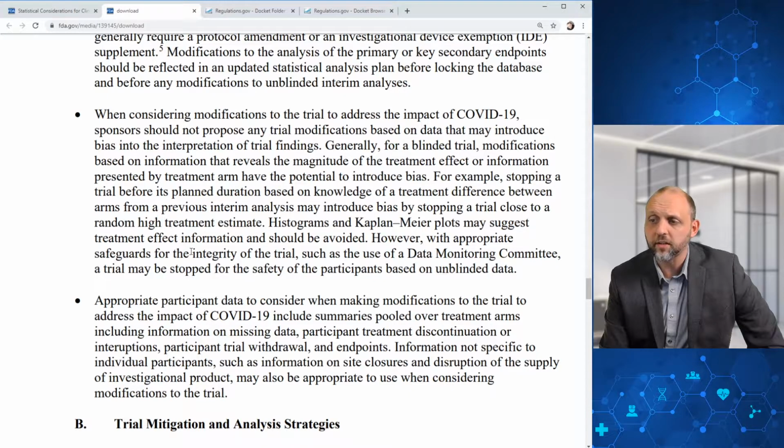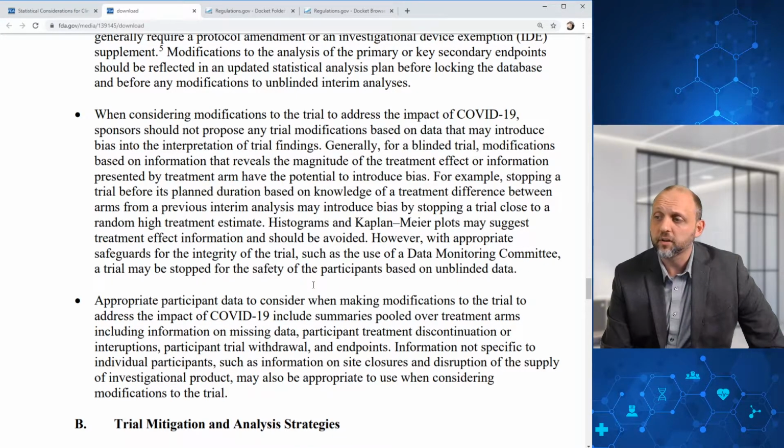However, with appropriate safeguards for the integrity of the trial, such as the use of a data monitoring committee, a trial may be stopped for the safety of the participants based on unblinded data. So FDA only wants you to make interim assessments that effectively are going to be to your detriment, as opposed to an interim analysis that you were wildly successful.